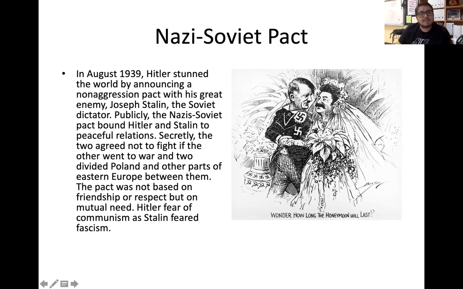Publicly, the Nazi-Soviet pact bound Hitler and Stalin to peaceful relations. Secretly, the two agreed not to fight if the other went to war, and the two divided Poland and other parts of Eastern Europe between them.